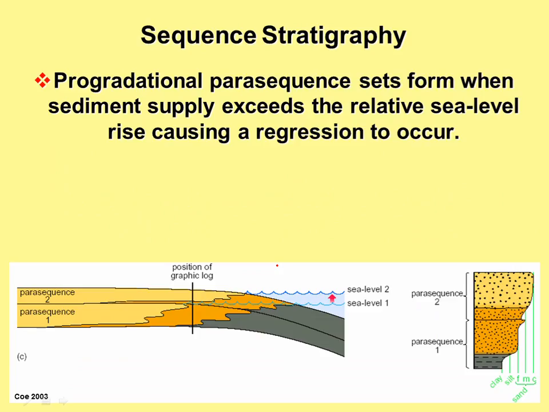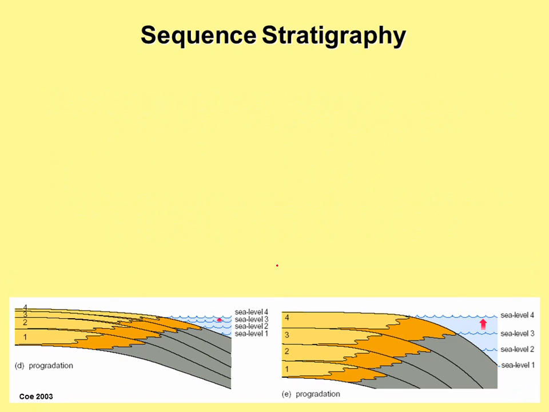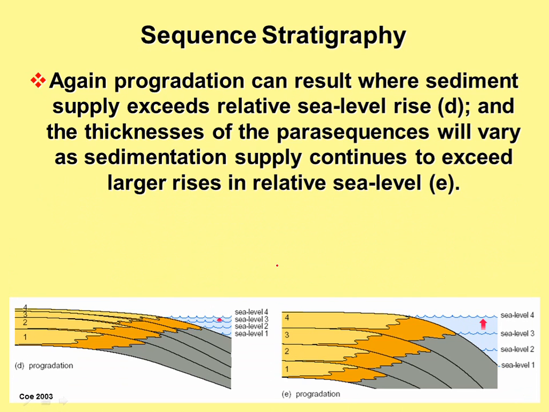And then we get back to the point that we were making earlier. Progradational parasequence sets will form when the supply of sediment outstrips the rise of sea level. And again, the thickness of the parasequence sets will in part be related to the change of sea level and the rate of sediment supply. Here we see on the right-hand side a sequence of events where we have a slightly different progradational geometry related to different sea level changes.